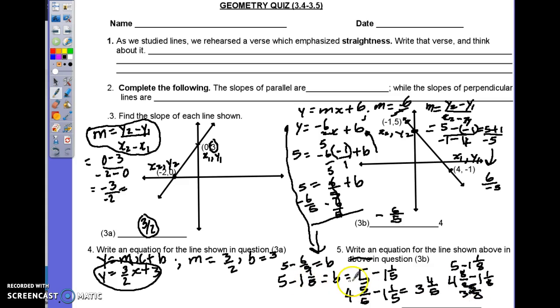Okay, so here is the b, and this is what I'm going to be plugging in all the way here to get my answer. y equal to negative 6 over 5 x plus b, and b is 3 and 4/5.